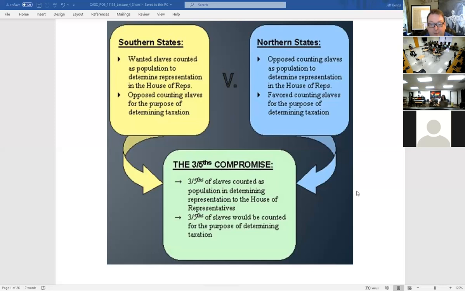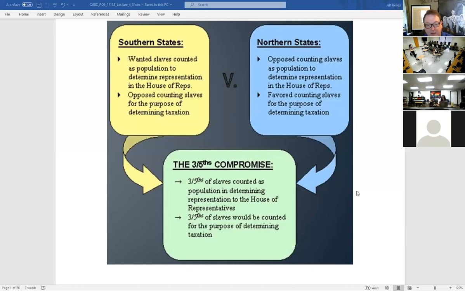So they came up with another compromise called the 3/5 compromise. Is anybody familiar with this compromise? And if so, just share a little blurb about it. Don't be shy. Okay, I guess. It basically counted 3/5 of a slave as a person, but not an entire person, only 3/5. That's right.